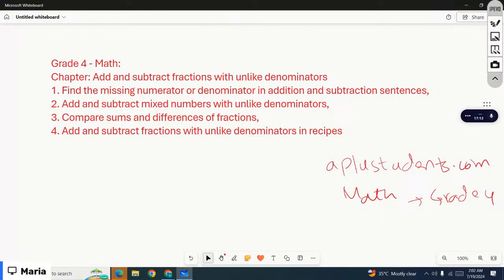We're going to start with the chapter add and subtract fractions with unlike denominators. The lessons we are going to cover today are finding missing numerator or denominator in addition and subtraction sentences, add and subtract mixed numbers with unlike denominators, compare sums and differences of fractions, and add and subtract fractions with unlike denominators in recipes. So please make sure you have your notebook and pencil so that you can note down the important examples and definitions as well.